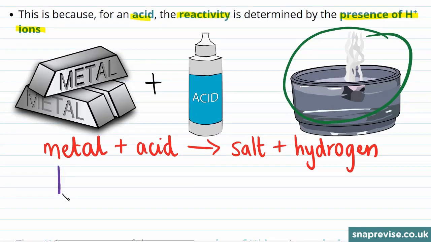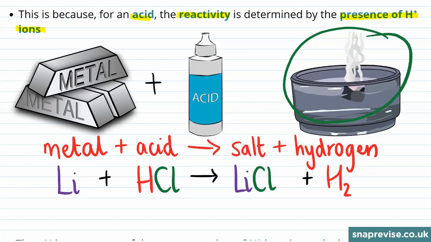If we think about a specific example, we can think about the reaction between lithium and hydrochloric acid in order to form lithium chloride and hydrogen. As hydrogen is a diatomic molecule, we just need to balance this by adding some 2's in front of all the other components in the equation.